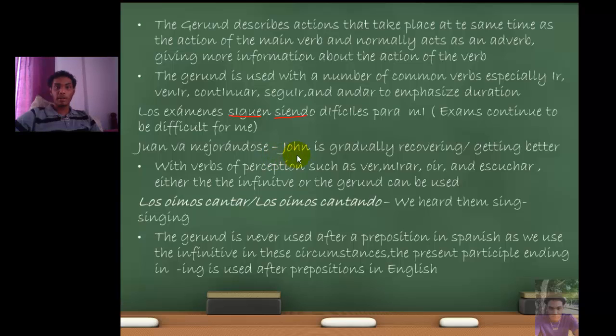Juan va mejorándose. It is used to indicate gradually recovering or gradually doing something, when you include va before them.